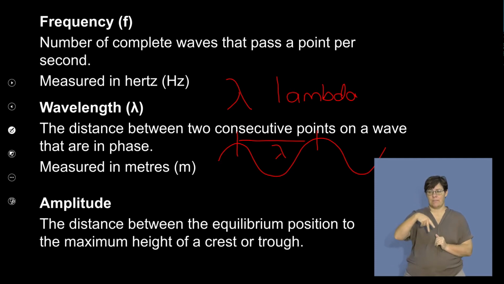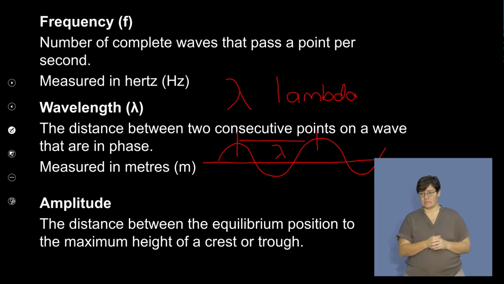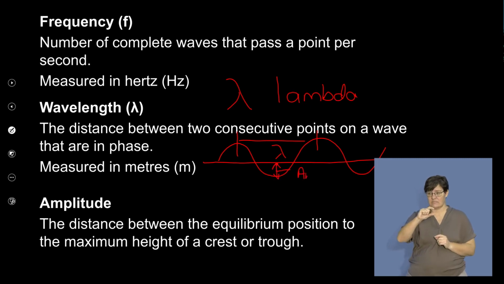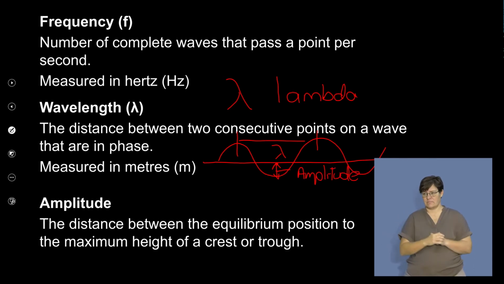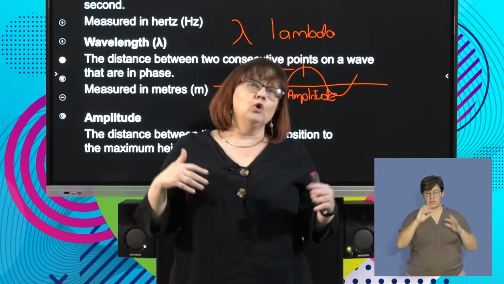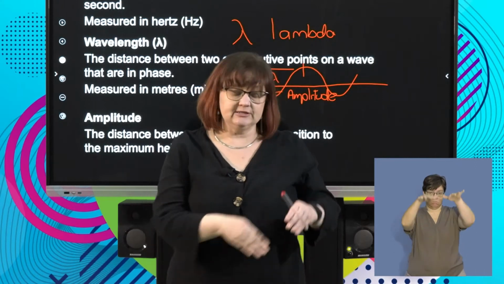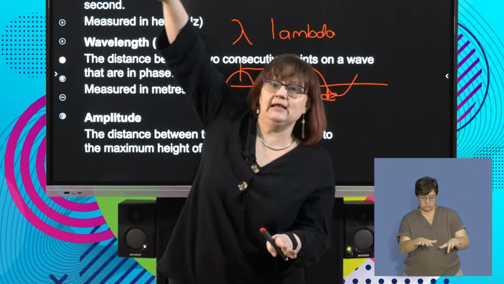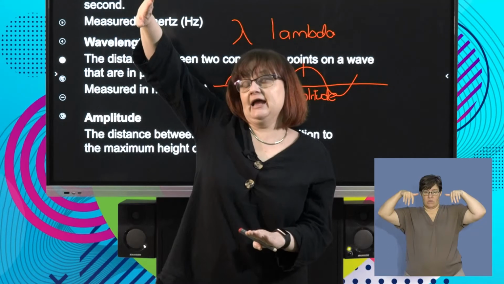And amplitude is the distance between the equilibrium position and the top of a crest or the bottom of a trough. That's the equilibrium position of my wave. This is a very badly drawn wave. That is my amplitude. It's like the height of a wave. So if you've ever watched on the news when there's a tsunami, for example, or you look at surfers, they wait for a wave that gets really high. They want a wave with a high amplitude.